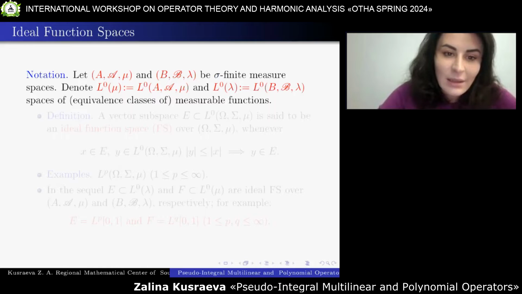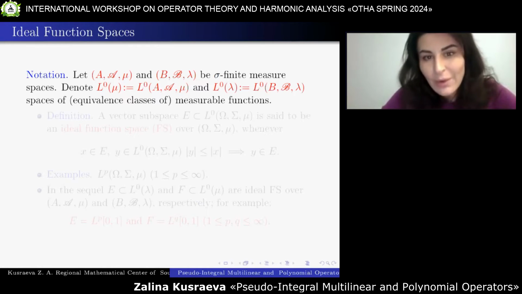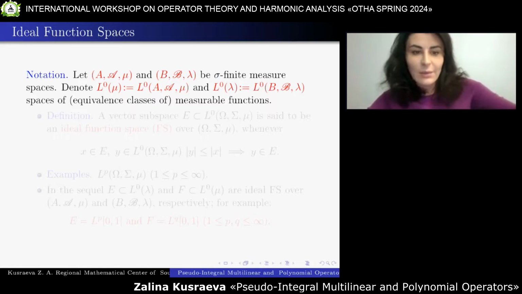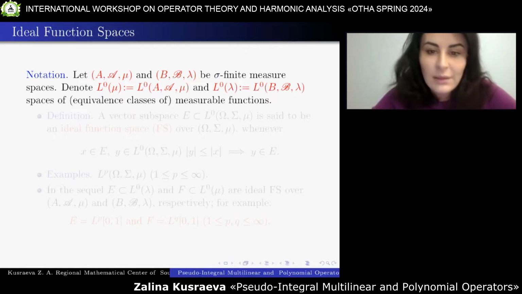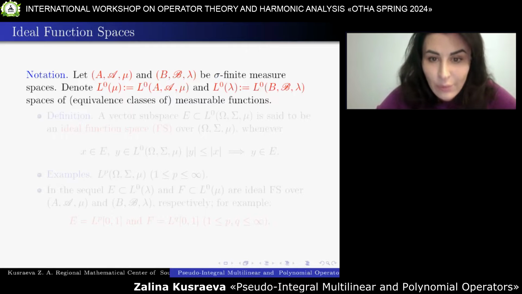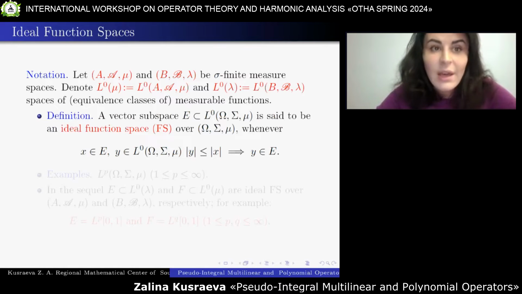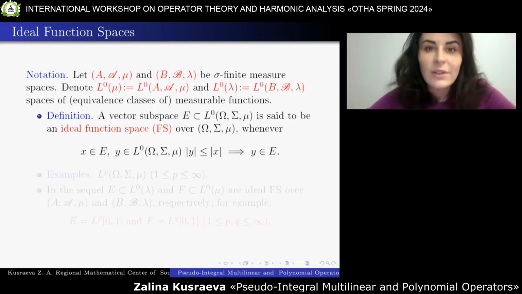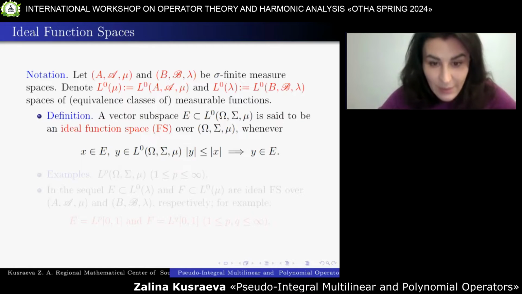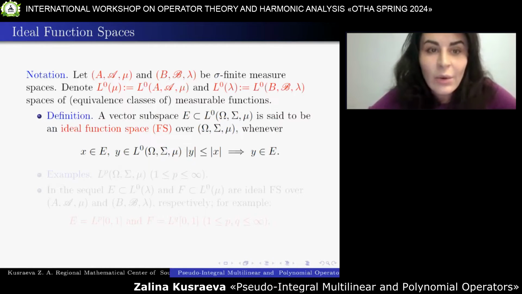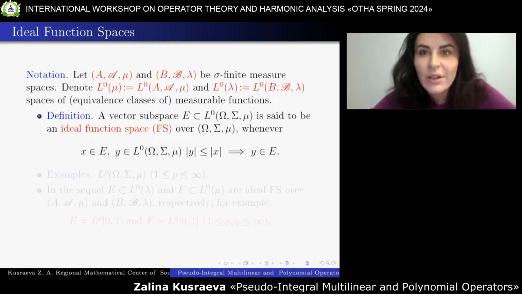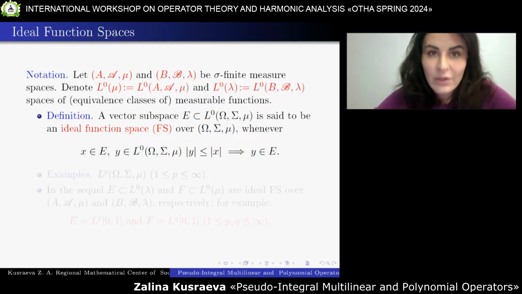We will denote by these symbols the sigma finite measure spaces, and denote by L0 mu and L0 lambda the spaces of classes of equivalence of measurable functions. And so let me start with one of the main definitions of the theory of ideal function spaces. A vector subspace E of L0 is said to be an ideal function space whenever, together with each member X, it contains every other measurable function which is majorized by X. Majorized means this inequality is fulfilled.